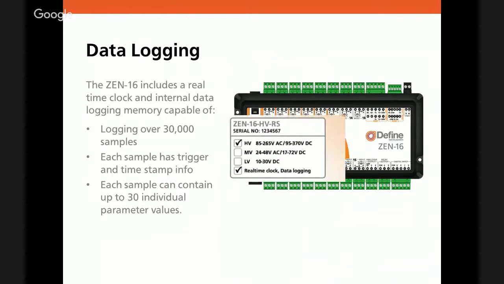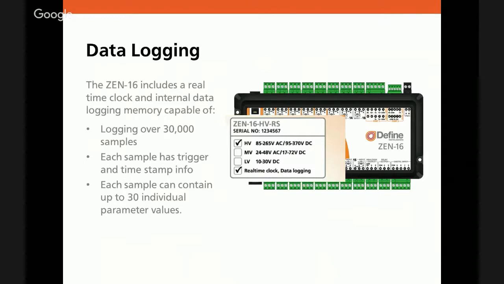Data logging. The Zen includes data logging capabilities. With the standard built-in data logging memory, there are over 30,000 samples available. Each sample has trigger and timestamp information, and each sample can contain up to 30 individual parameter values. For example, one sample might contain the 16 input values for the 16 input channels, and maybe you have 10 totalizers running in the background as well. So you would have a total of 26 different parameters in each sample, and then you'd have over 30,000 samples in the data logging memory.